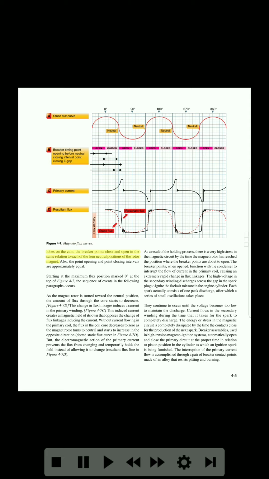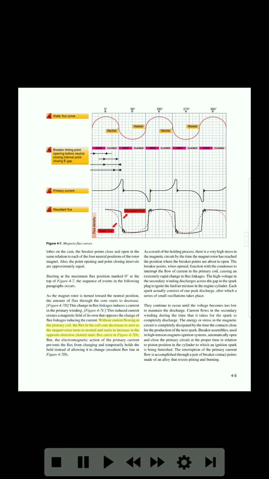The breaker points close and open in the same relation to each of the 4 neutral positions of the rotor magnet. Also, the point opening and point closing intervals are approximately equal. Starting at the maximum flux position marked 0 degrees at the top of figure 4-7, the sequence of events in the following paragraphs occurs. As the magnet rotor is turned toward the neutral position, the amount of flux through the core starts to decrease, figure 4-7d. This change in flux linkages induces a current in the primary winding, figure 4-7c.